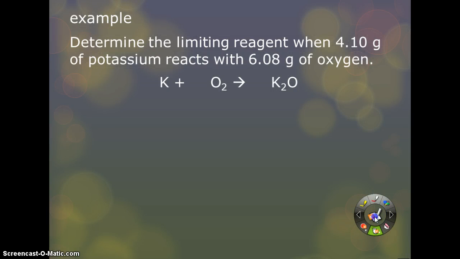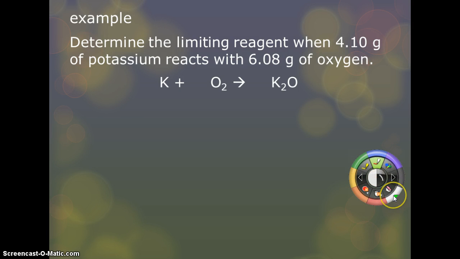Okay, so let's look at this one. Try it again. We're going to determine the limiting reagent when 4.10 grams of potassium reacts with 6.08 grams of oxygen. Check your reaction. This one's not balanced, so we're going to have to balance. So we have 2 oxygen here. That means we're going to need 2 here. That makes 4 potassium, so you're going to have to put a 4 there.